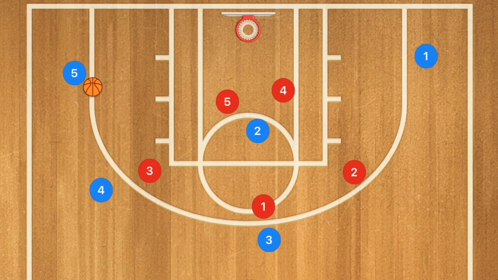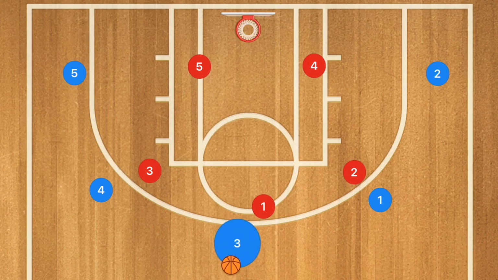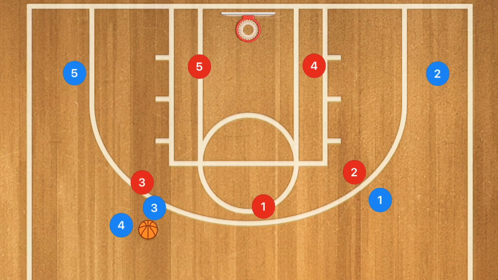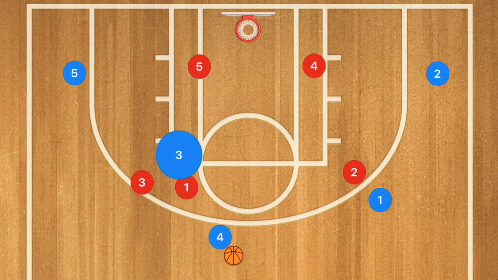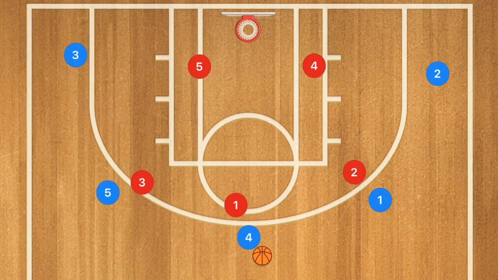So now, let's say none of those options were open. We now move back out. We start doing a dribble handoff on this side. Player 4, let's say, doesn't have player 3 open, and player 5 fills in. Player 3 can then pop out. And it's nice and simple.